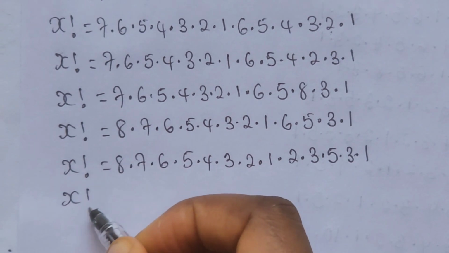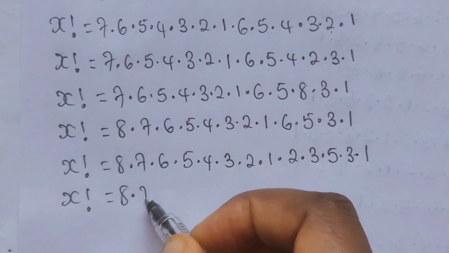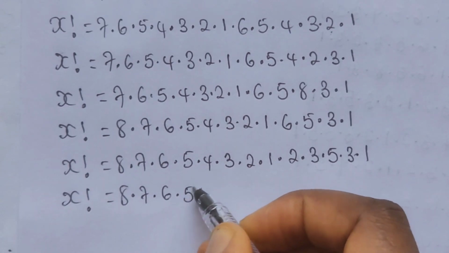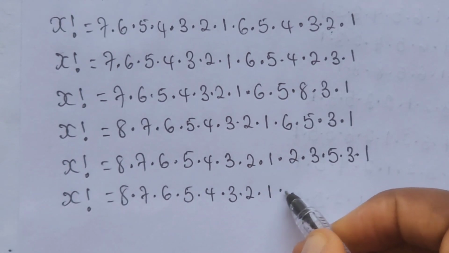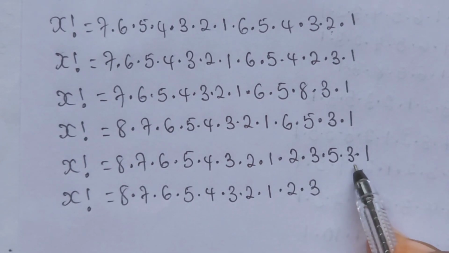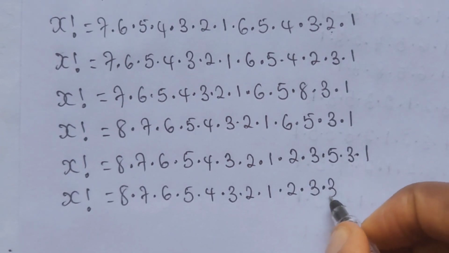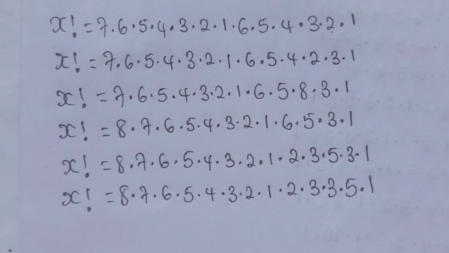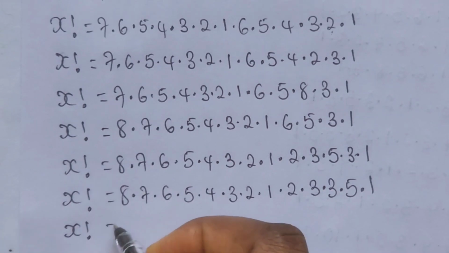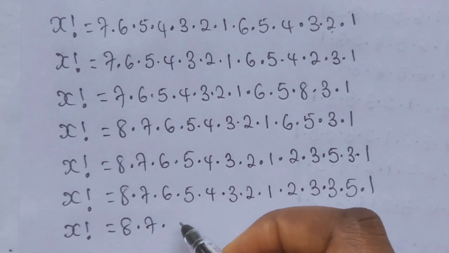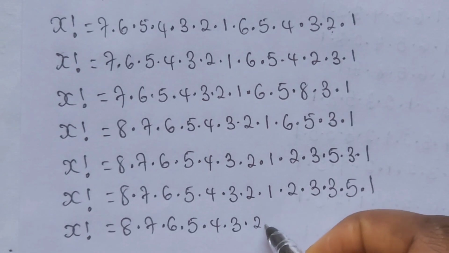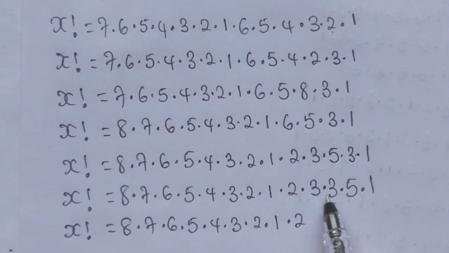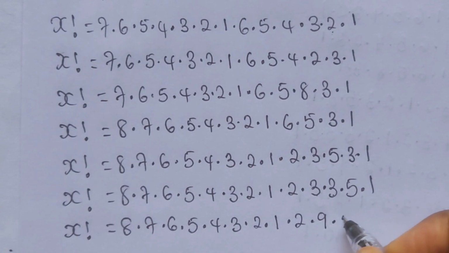So our x factorial is equal to 8 times 7 times 6 times 5 times 4 times 3 times 2 times 1 times 2 times 3. Moving this 3 over here, we have 3 times 5 times 1. So we have x factorial to be equal to 8 times 7 times 6 times 5 times 4 times 3 times 2 times 1 times 2. We have 3 times 3 to be 9 times 5 times 1.